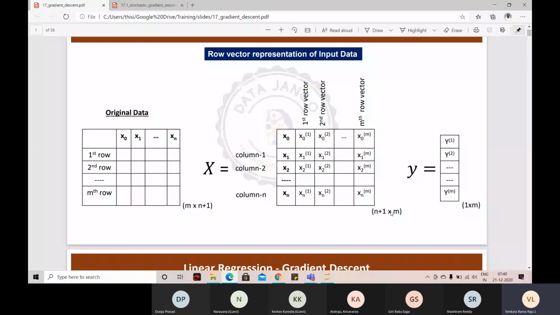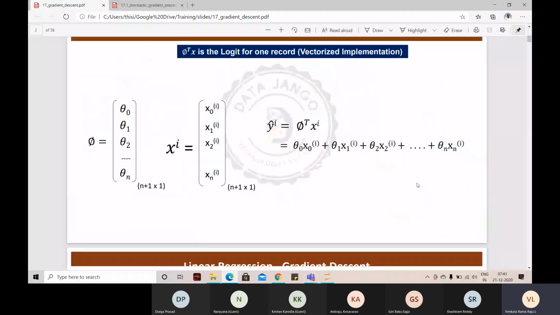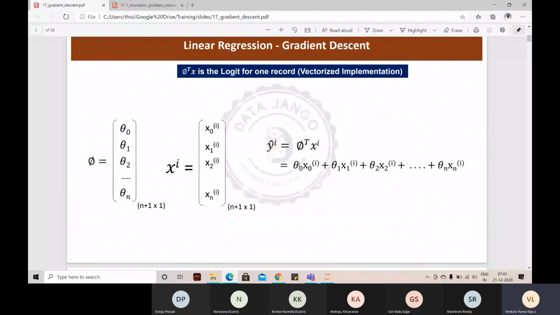So let us look into gradient descent. We looked into notation first, right? Each row we will consider as a row vector. When I say row vector, each row is considered as a column. And then the actual x becomes n plus 1 by m. Actually, it was m by n plus 1, but because each row is considered as a vector, it became n plus 1 by m. Now, because of this consideration, theta transpose x gives you the predicted value.